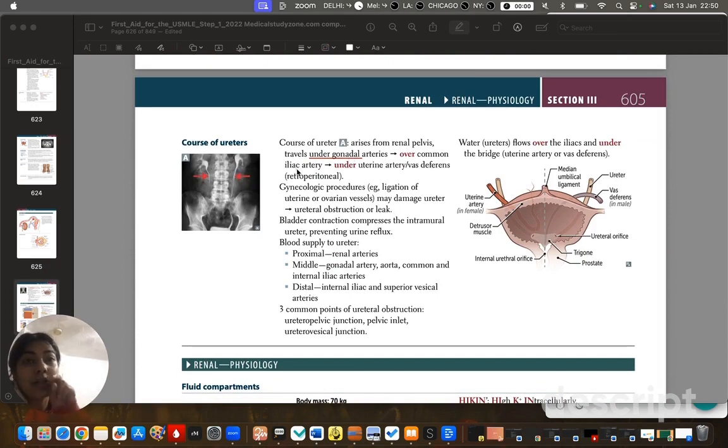The common iliac artery is arising from the aorta dividing into two. Yeah, so the ureter is going over that division. Then it goes again under the uterine artery, or the vas deferens in males, and it's going now away from the peritoneal cavity, and now it's coming into the bladder here. So uterine artery, you can see part of it, or the vas deferens in males. So this is going below or behind these structures.